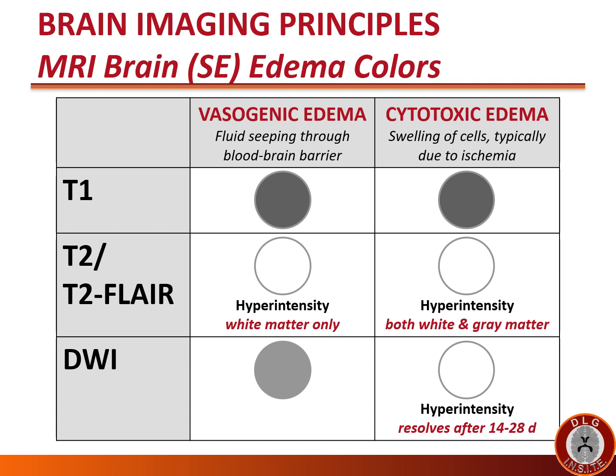Now, a big difference is that the vasogenic edema only occurs in the white matter, whereas cytotoxic edema involves both white and gray matter. And the best way to distinguish vasogenic and cytotoxic edema is the DWI, diffusion weighted imaging, in which vasogenic edema is isointense, but cytotoxic edema is hyperintense, white, for at least the first up to 14 to 28 days after the infarction.